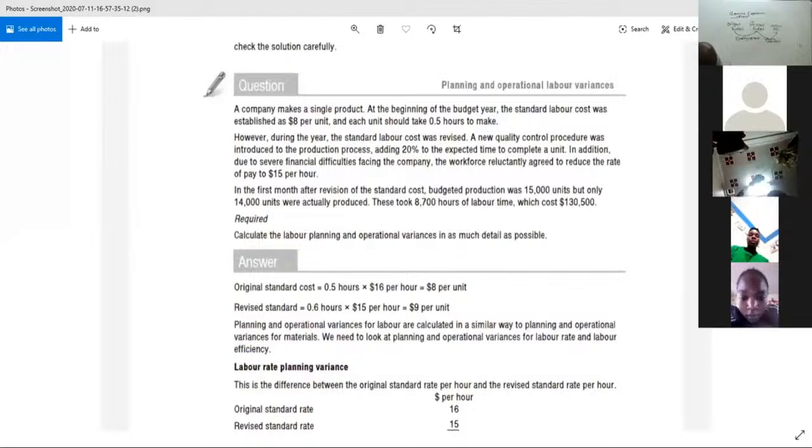In the first month after revision of the standard cost, budgeted production was 15,000 units, but only 14,000 units were actually produced. This took 8,700 hours of labor time, which cost $130,500. Required, they want us to give them the labor planning and operational variances in as much detail as possible.